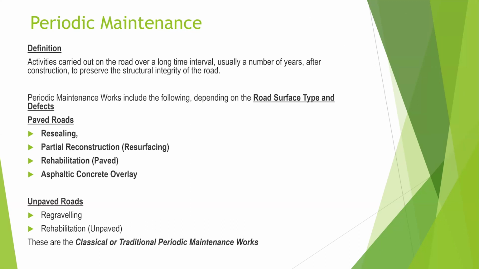Now, for paved roads, we have resealing, partial reconstruction, which originally we used to call resurfacing. And then we have rehabilitation of paved roads, and then we have the overlay, that is the asphalt overlay. So these are the periodic maintenance activities carried out on paved roads. For unpaved roads, we have regraveling, and then rehabilitation of unpaved roads. These are the classical or traditional periodic maintenance works. Anything different from this or the scope changes the definition of periodic maintenance.